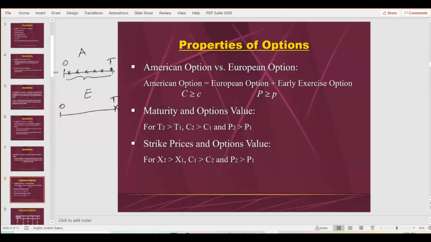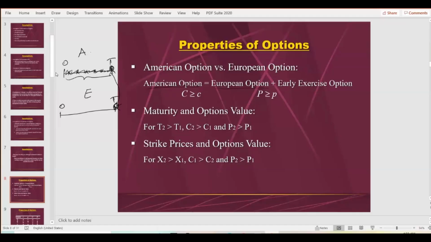So in this case, we can say that the value of the American option is the same as the value of the European option, because with both of them, you can exercise here at expiry. So this is a common feature between the two. That's why an American option is always either equal to the European option plus the early exercise option, because here you can exercise early. This will make the American option most of the time with a greater value relative to the European option.